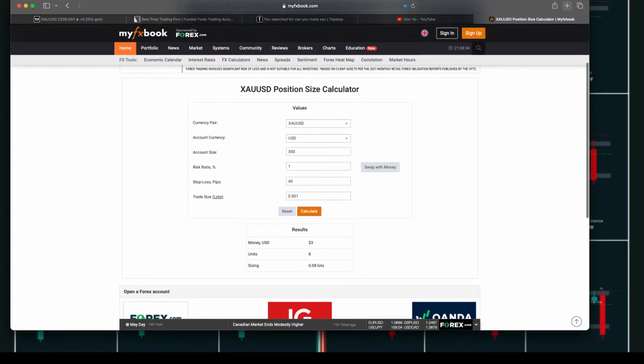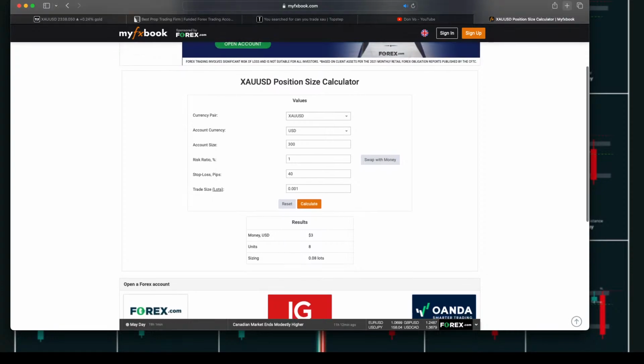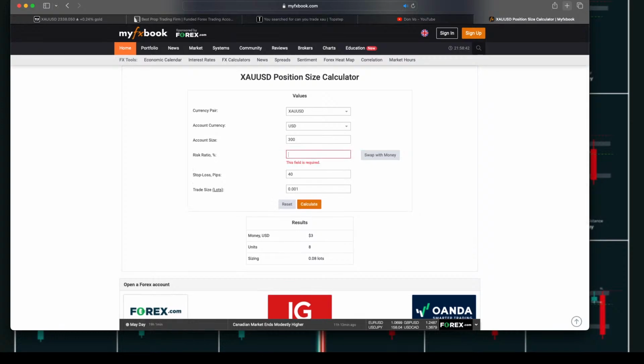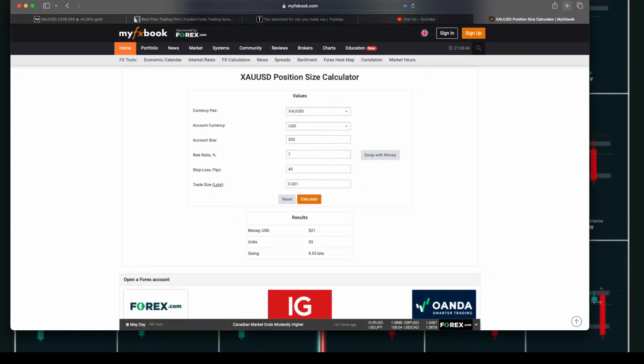Obviously though, what people like to do is risk 5 to 10%. Let's say 7%. You calculate 7%, people are using 0.53 lots, with even like a 180 pip stop loss or 150 pip stop loss. You know, that's what I was saying, is things like that.